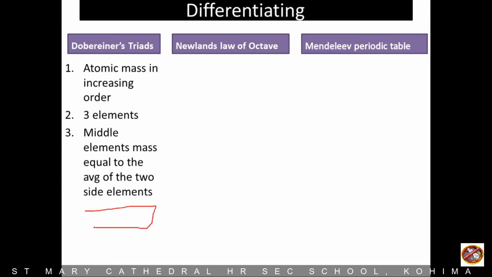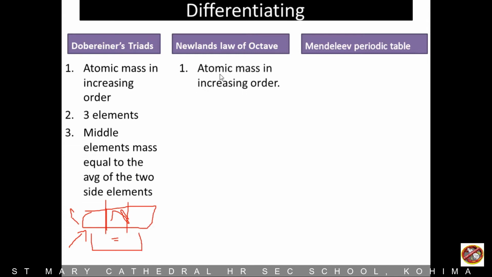Elements were arranged in increasing order, where they were put in groups of three like this, where the middle mass is equal to the average of both these two masses. Okay, that was his theory. But when we got more elements later on, we saw that they were not following his theory anymore. So what about Newlands?